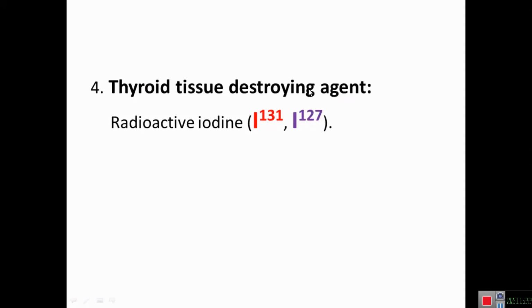And as you see from the naming, thyroid tissue destroying agent, this radioactive iodine will destroy the follicular cells of the thyroid gland, resulting in decreased synthesis or decreased release of the thyroid hormones into the blood circulation. This is the basic mechanism of action of the thyroid tissue destroying agents.